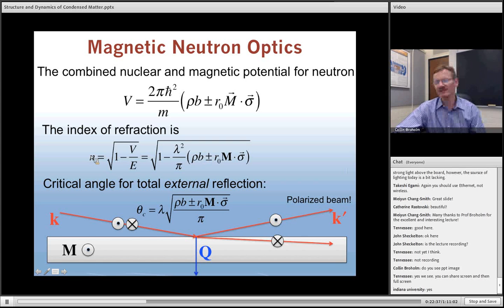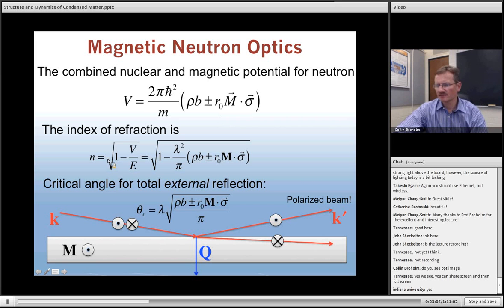So in other words, the index of refraction is going to depend on the spin projection onto the magnetization of the material. And this is quite interesting because it then becomes a means of actually selecting the spin state of the neutron beam. So imagine that I have an initially unpolarized neutron beam and I would like to polarize it. Then this is actually a way that I can do that. I can use total external reflection.